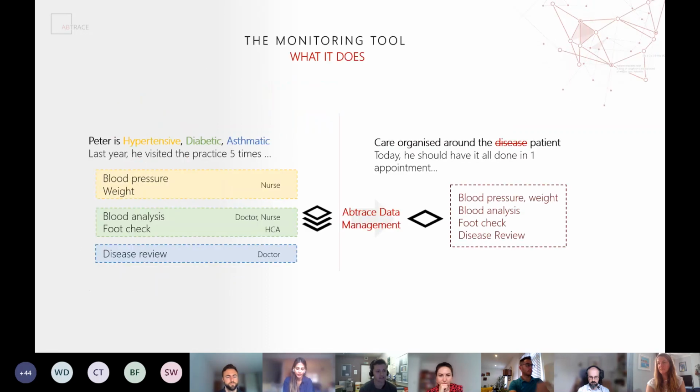Next slide, please. So the monitoring tool. This is probably the main product I'm here to talk about today. This is where I was saying how in GP, you have this workload that's broadly reactive and proactive. The reactive is the coughs, colds, new symptoms, and the proactive is everything that we should, in a way, be able to predict that we need to do, but it gets very complicated.